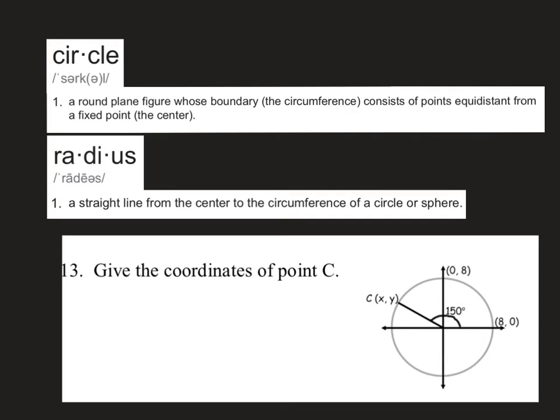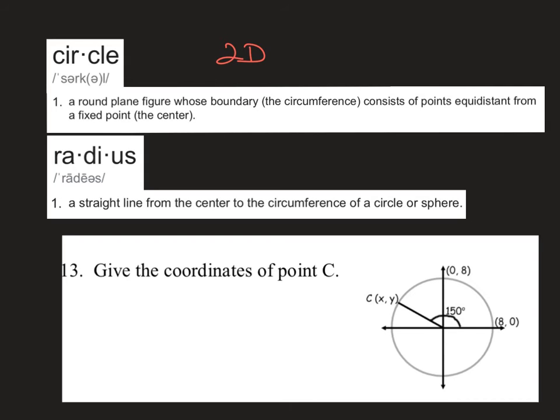Number 13 asks you for the coordinates of point C over here. Now the first thing I see here is that we have this circle that's sitting on the coordinate grid system. So first I just wanted to double back to the definition of a circle, since we've never formally defined it. It's a round plane figure. And again, plane means that this is two-dimensional. Okay, so a circle is two-dimensional.